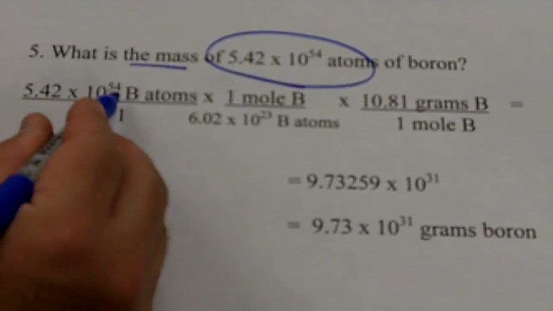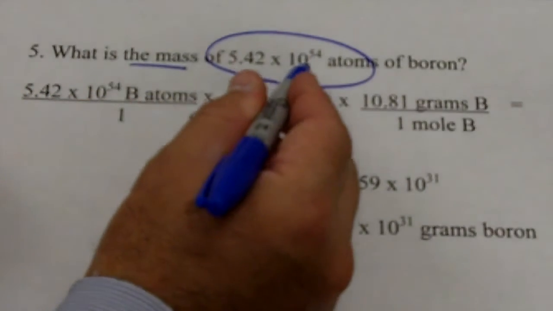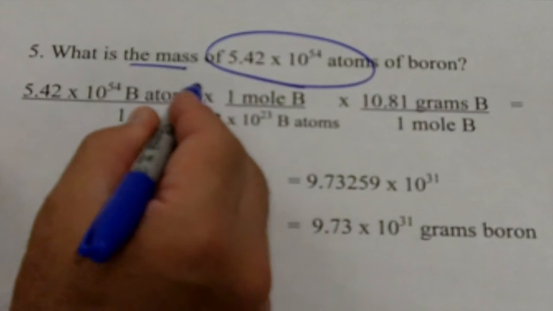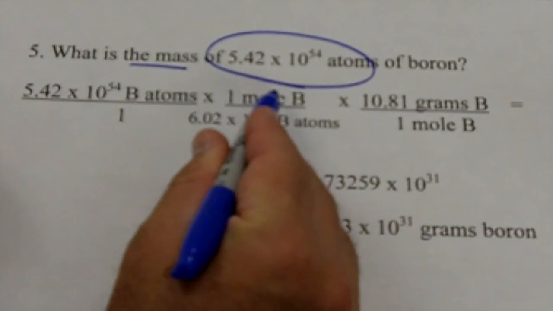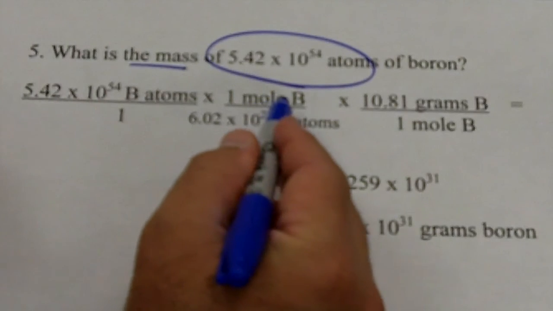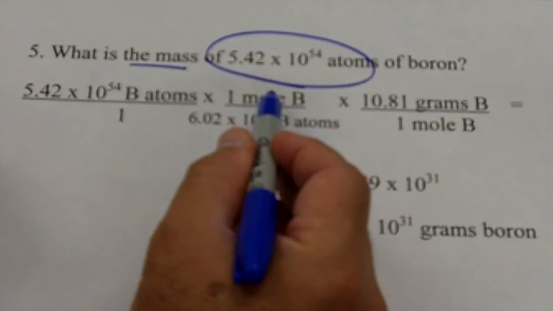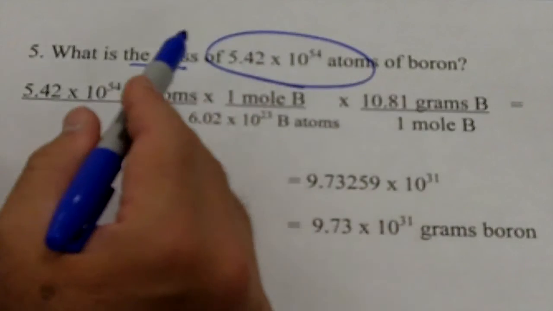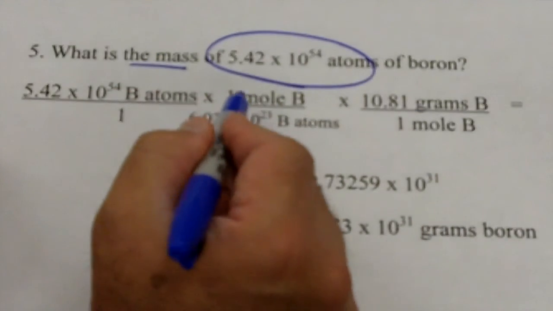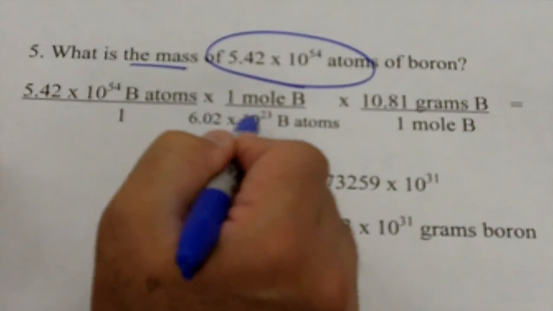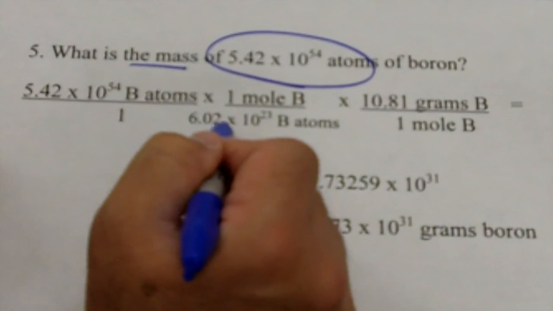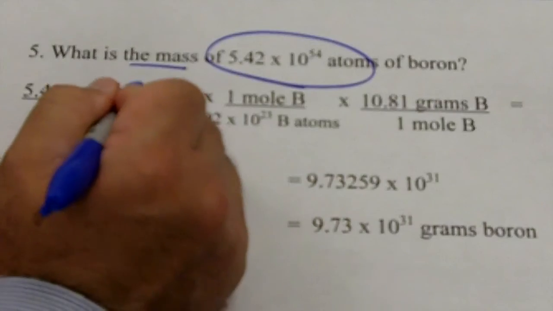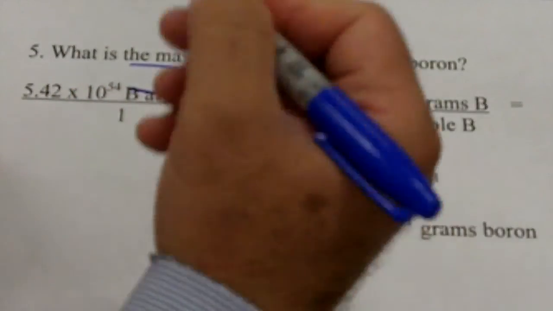5.42 times 10 to the 54 boron atoms, that's what I know, over 1. Times whatever unit is there goes there. Whatever unit I want goes there, but remember I have to go through an intermediate because I can't go from atoms to grams. That's okay. I know how many atoms of boron there are in 1 mole. It's Avogadro's number, 6.02 times 10 to the 23rd. I'll cancel this with this and continue.